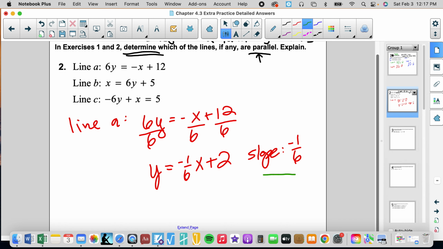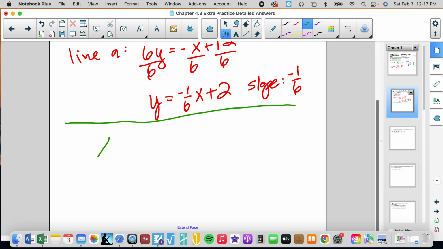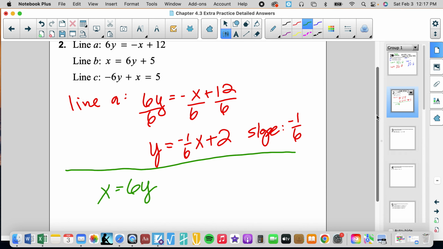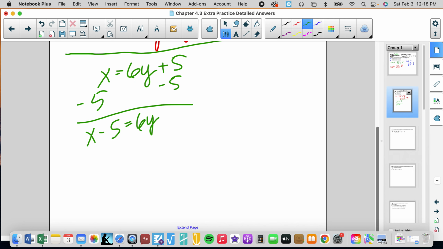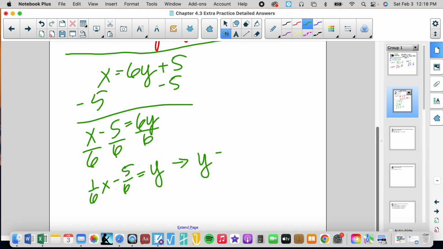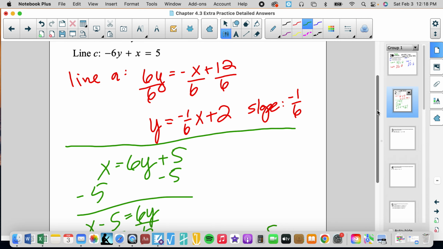Let's do line B. Line B is x equals 6y plus 5. We're going to subtract the 5. We can move things over to the left. It's not comfortable because we traditionally don't isolate things on the right, but we can do that and still get solutions. And we get 1/6x minus 5/6 equals y, which can be written y equals 1/6x minus 5/6, which gives us a slope of 1/6, different from negative 1/6.